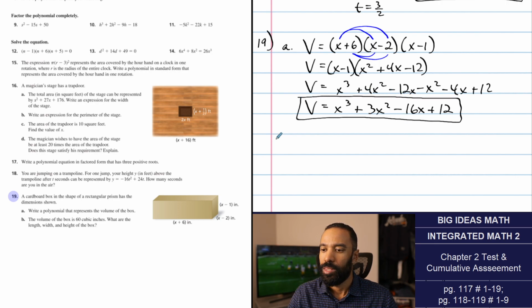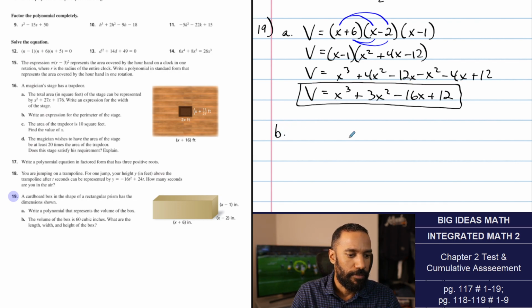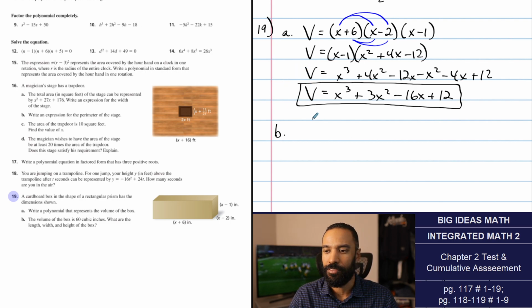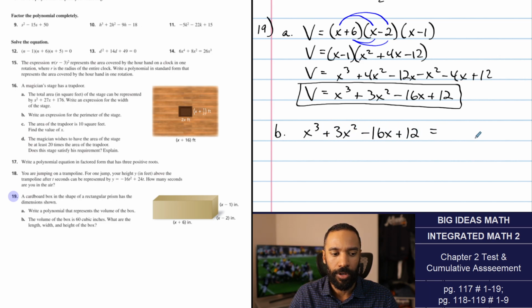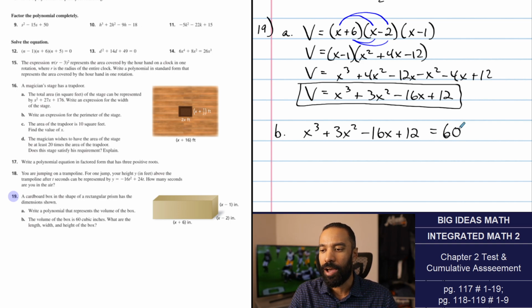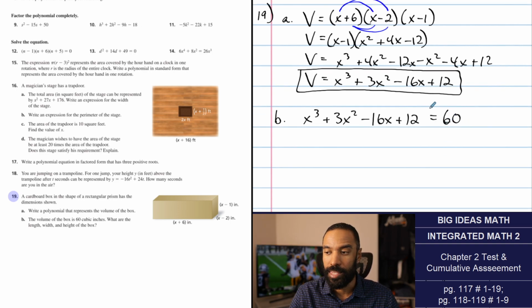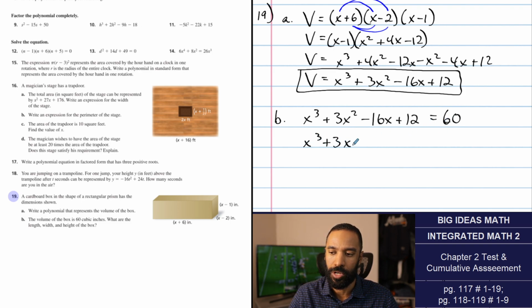Now, part B. The volume of the box is 60 cubic inches. What are the length, width, and height of the box? So now we set this, whether it was the factored form or then expanded to standard form, equal to 60. And at this stage, we are going to solve by subtracting 60 over, setting this equal to 0, and then factoring whatever comes from this. 12 minus 60 is negative 48.